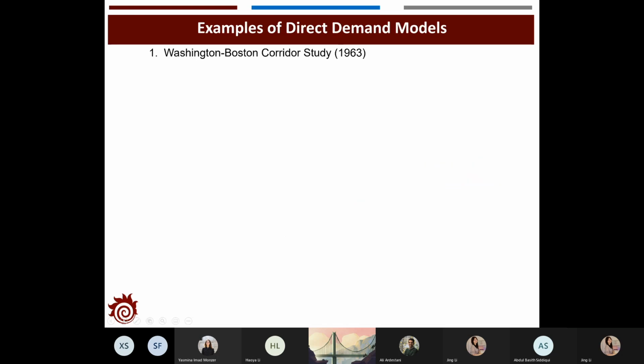One of the classical models is the Washington-Boston corridor study. This one explores the demand, or the number of trips, traveling between Washington, D.C. and Boston. The study was conducted in 1963. It's quite an old study, but it gives us a classical model of travel demand.